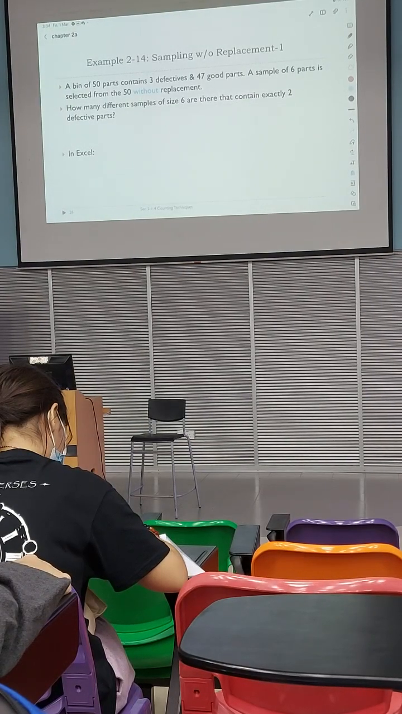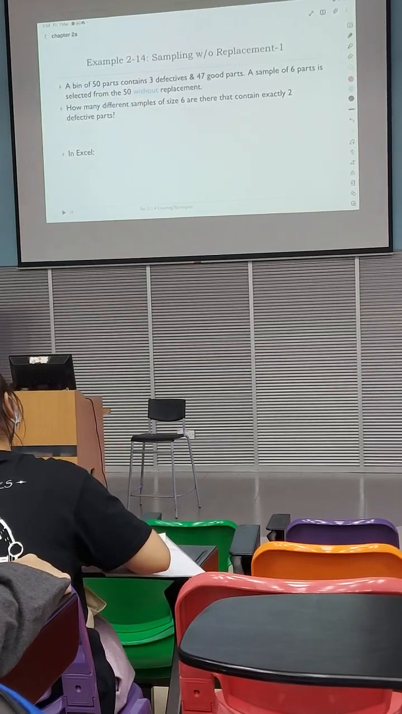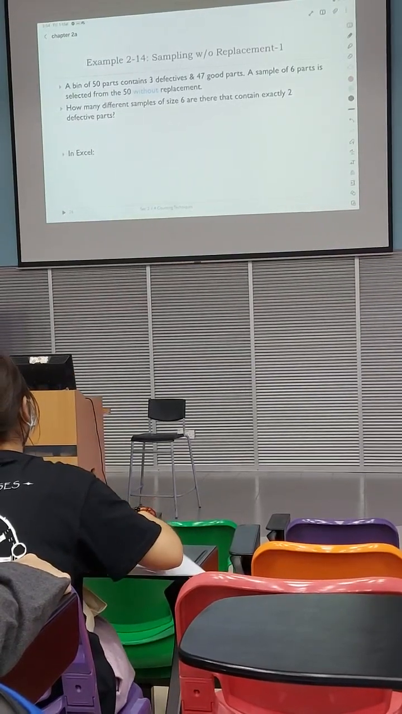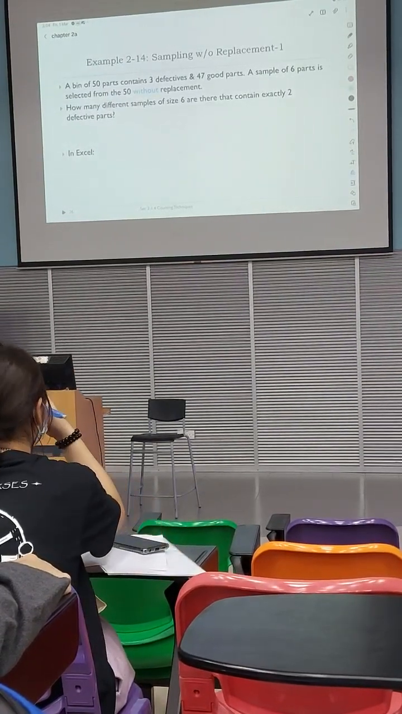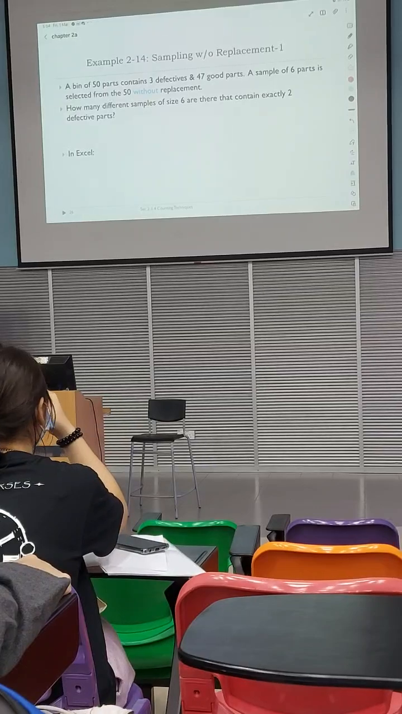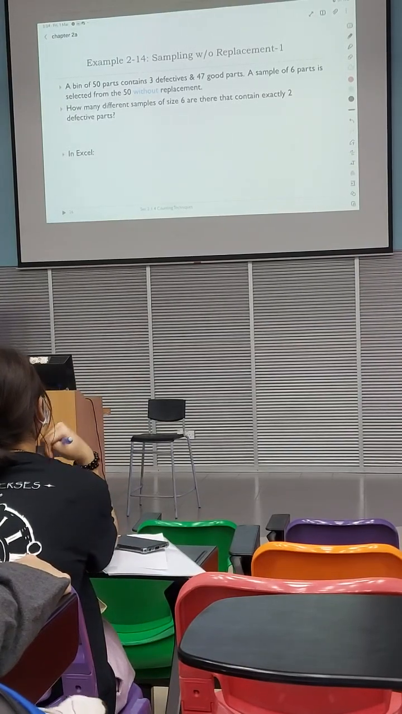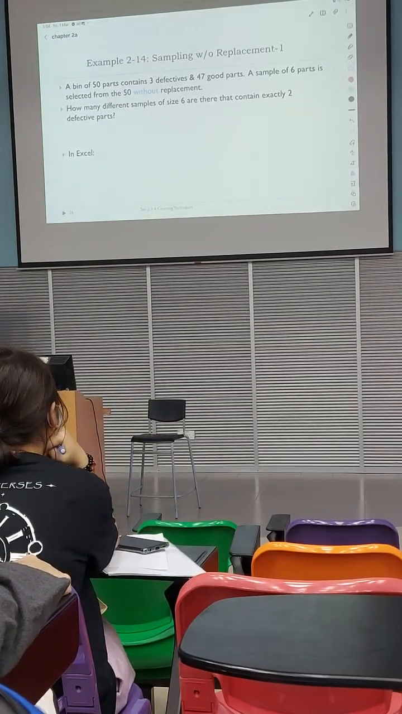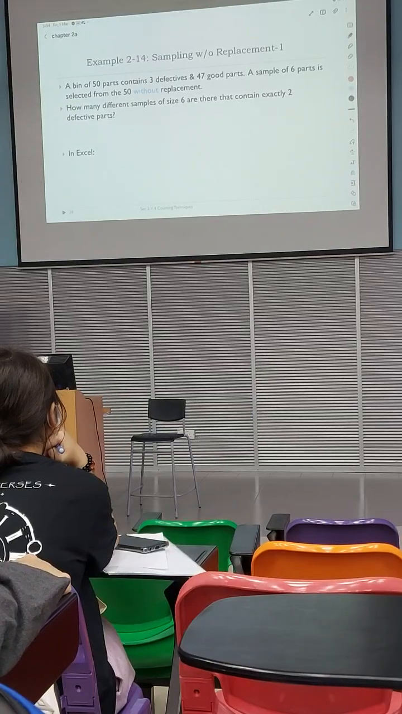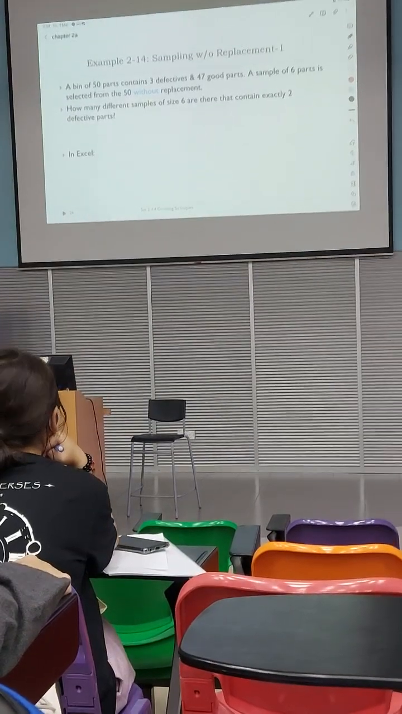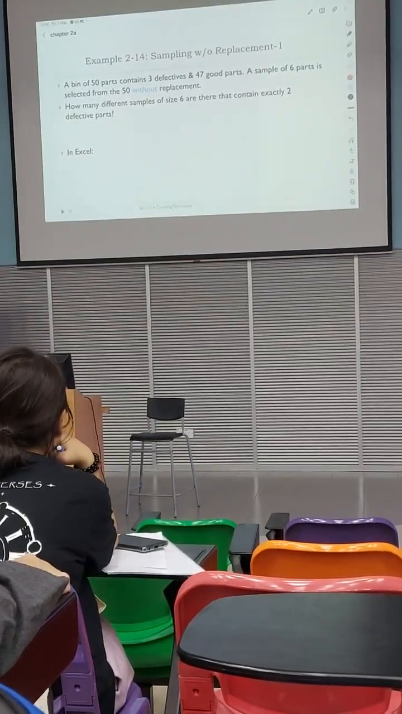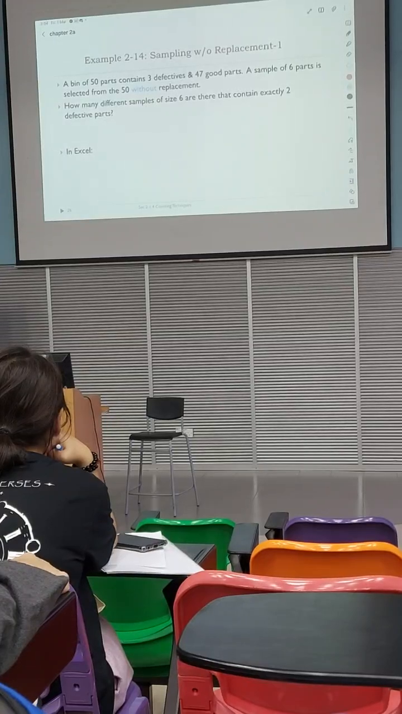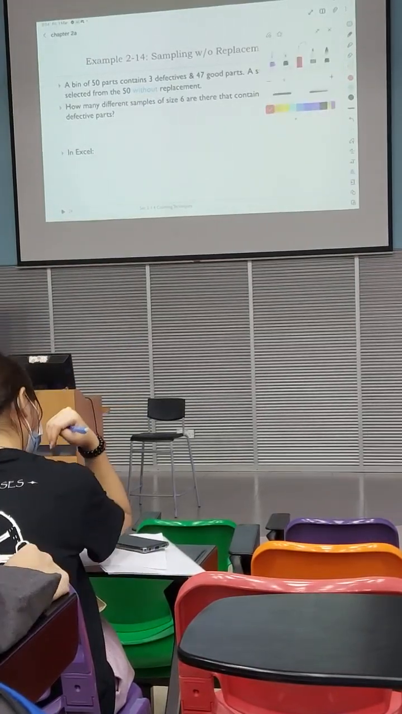So for example, in this case, a bin of 50 parts contains 3 defectives and 47 which are the good ones. A sample of 6 parts is selected from the 50 without replacement. How many different samples of size 6 are there that contain exactly 2 defective parts? How to solve it?